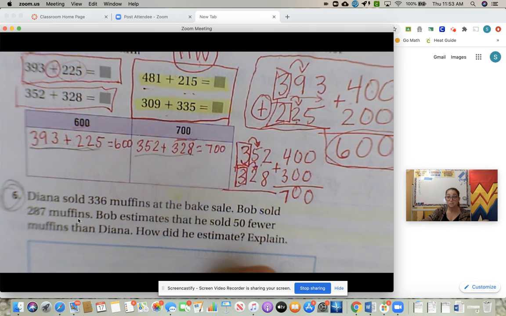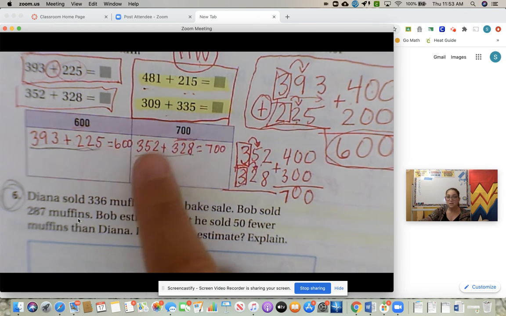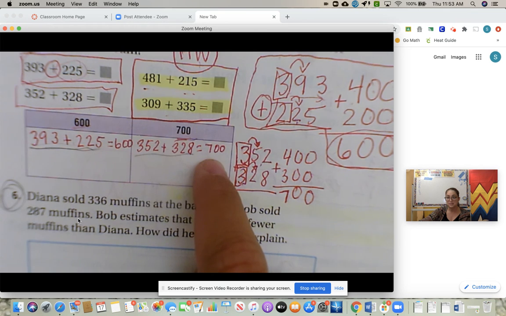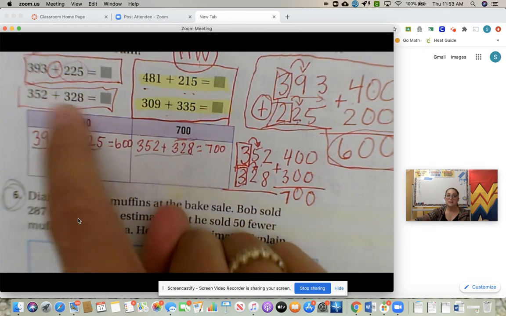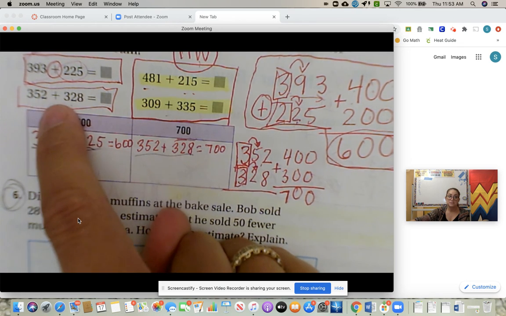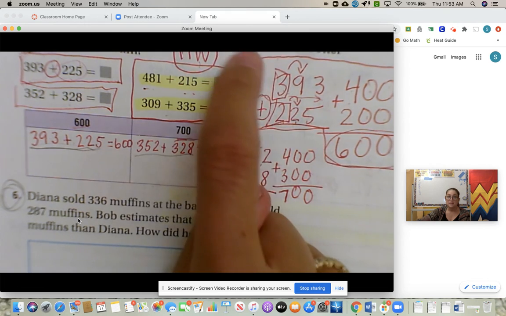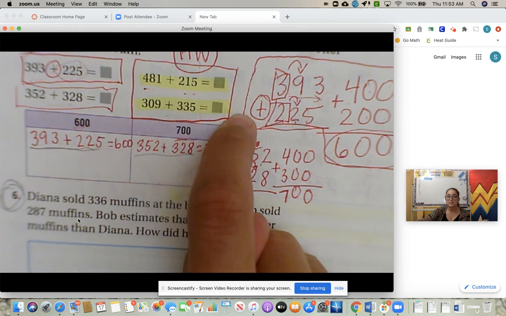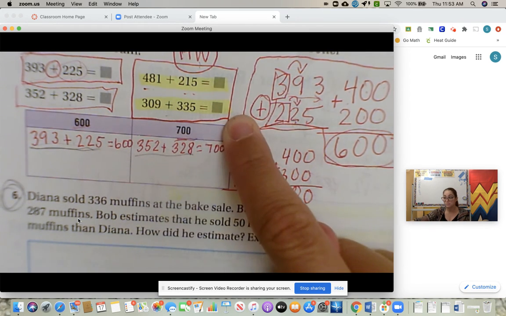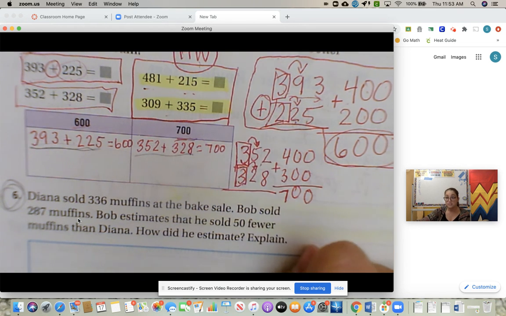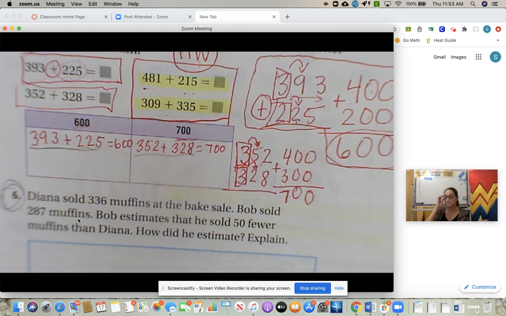So we rounded correctly. Again, you're not just writing 700 in the box because that doesn't tell me anything. You write the number sentence, 352 plus 328, right here in the box. Then your homework is the last 2 problems within number 5. You need to show your work. Write it on a piece of paper if you don't have room.